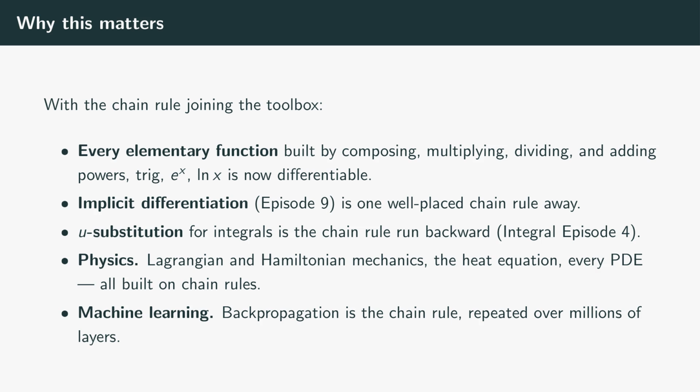Third, far beyond first-year calculus, the chain rule is the engine that drives nearly every applied subject that uses calculus. Lagrangian mechanics, Hamiltonian mechanics, the heat equation, the wave equation, every partial differential equation in mathematical physics. All of them rest on chain rule calculations in one or several variables. And in machine learning, the backpropagation algorithm that trains every neural network in production is the chain rule, applied recursively through layers, with each weight update computed as a product of derivatives. The same formula from 1700 runs every modern AI.